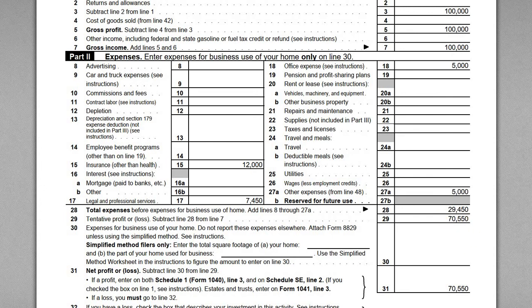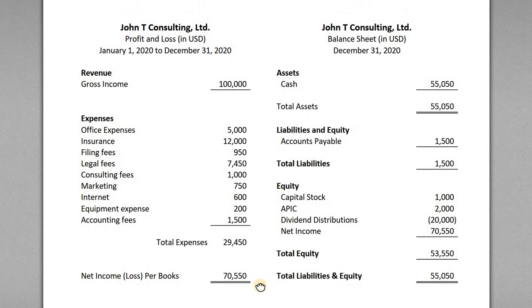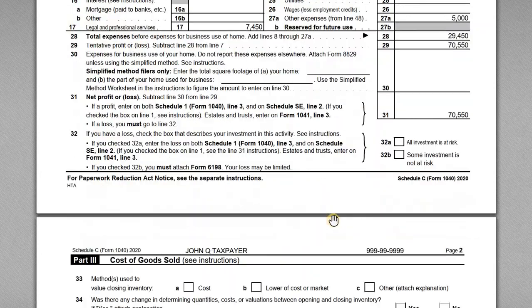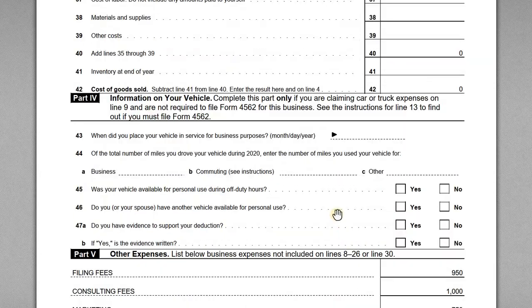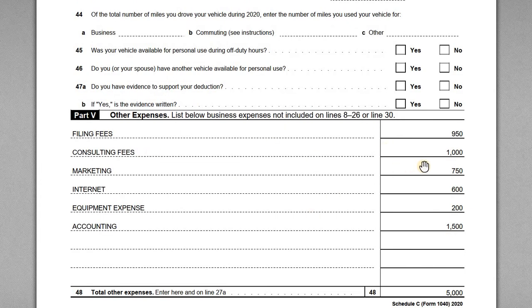So $70,550 is his net income or loss per books. No book tax adjustments for John. Again, very simple financial statements. And then in Part 4, you have vehicle information doesn't apply. Part 5, more detail on the expenses. So this is where you would see more detail on the actual financial statements for the company rather than what's included on the 8858. And so, yeah, that covers it.